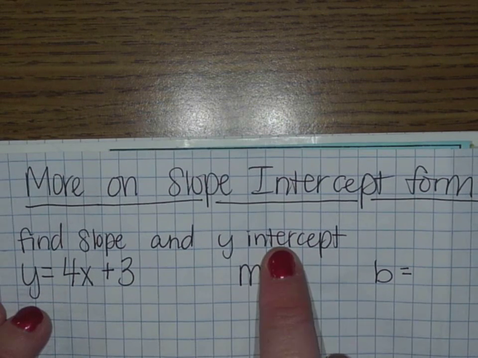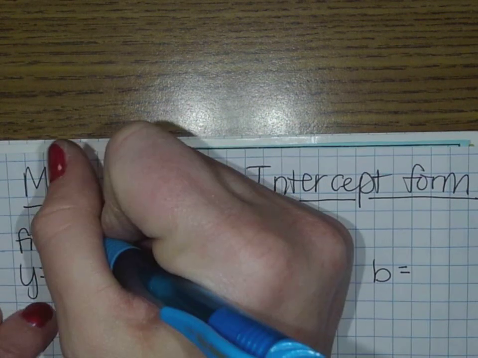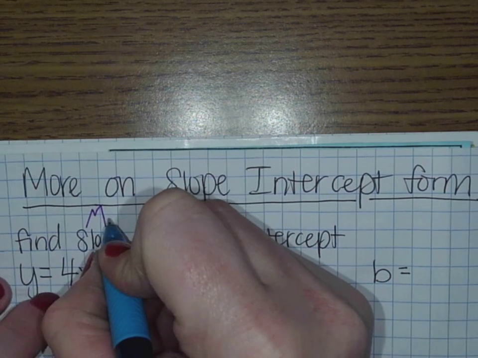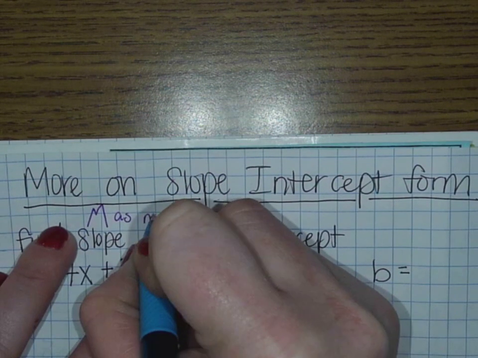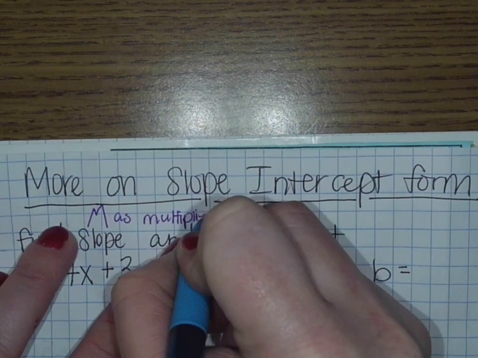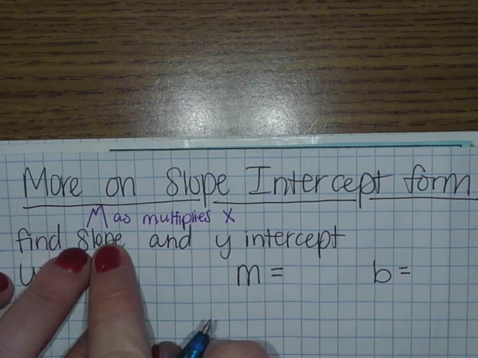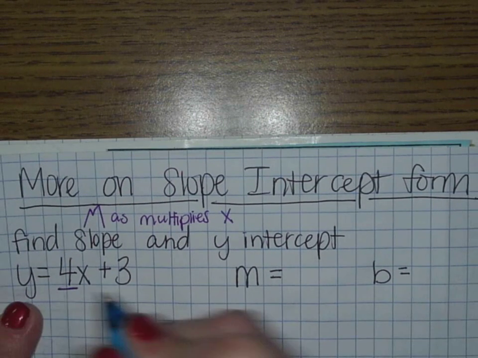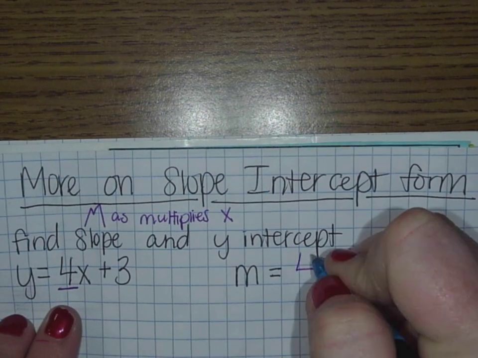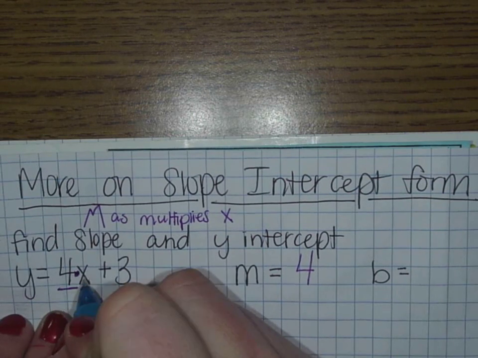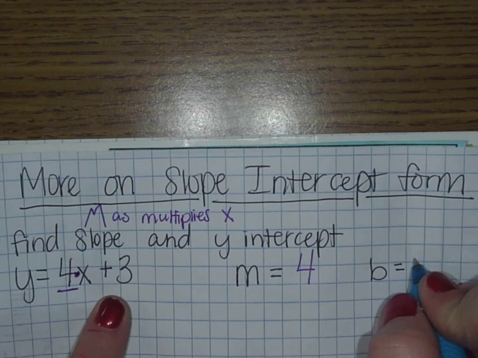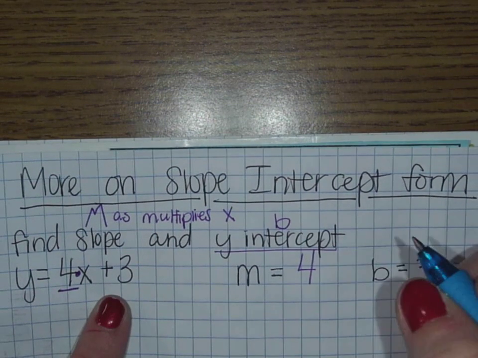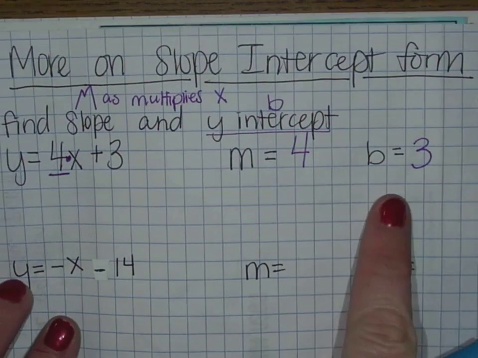So if I wanted to find the slope and the y-intercept, remember the slope is the m. You can also think of m as multiplies x. The m is the slope, it multiplies by x. So we know that the m is 4 because it's with the x, 4 times x. And then the 3 would be the y-intercept. Notice y-intercept is b. So that's that one.